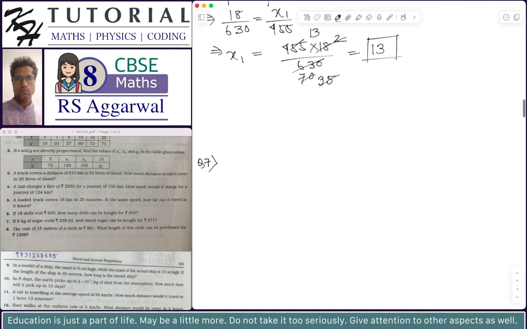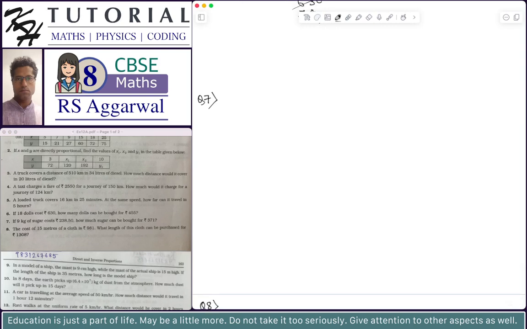Okay, let's solve question number 7. If 9 kg of sugar costs rupees 238.50, how much sugar can be bought for rupees 371? So here also we know the cost of 1 kg of sugar will be a constant, will be same. So based on the fact that the cost of 1 kg of sugar is same, we can say that the amount of sugar and the cost are in direct proportion. So first of all, the quantities involved are amount of sugar in kg and the cost in rupees.